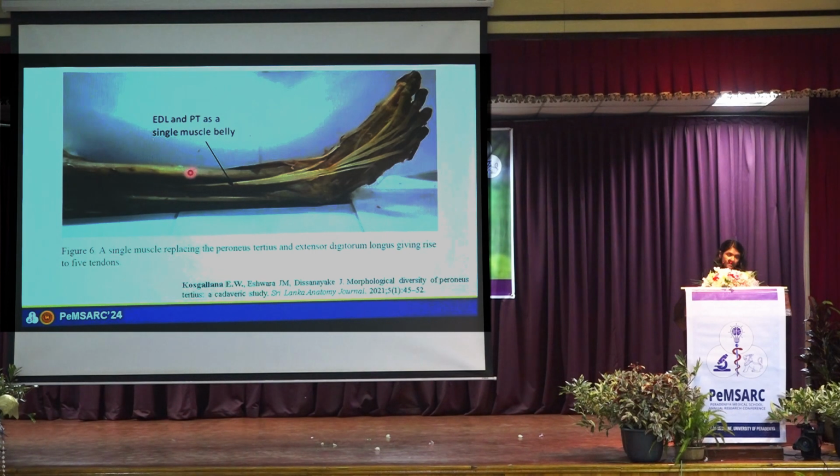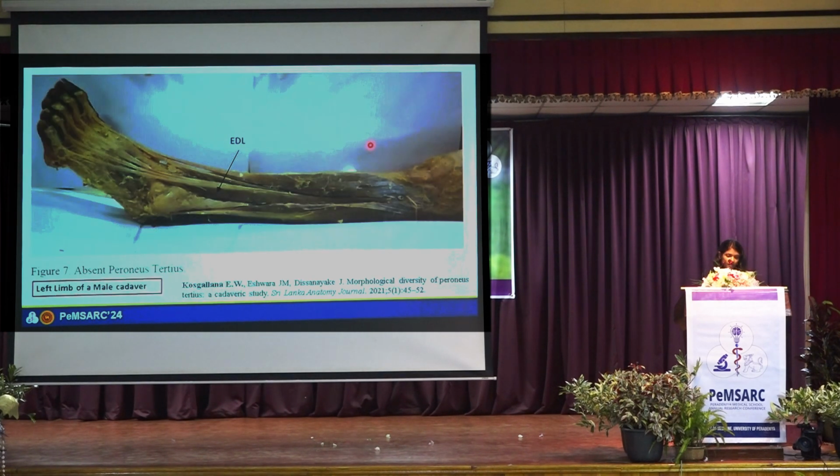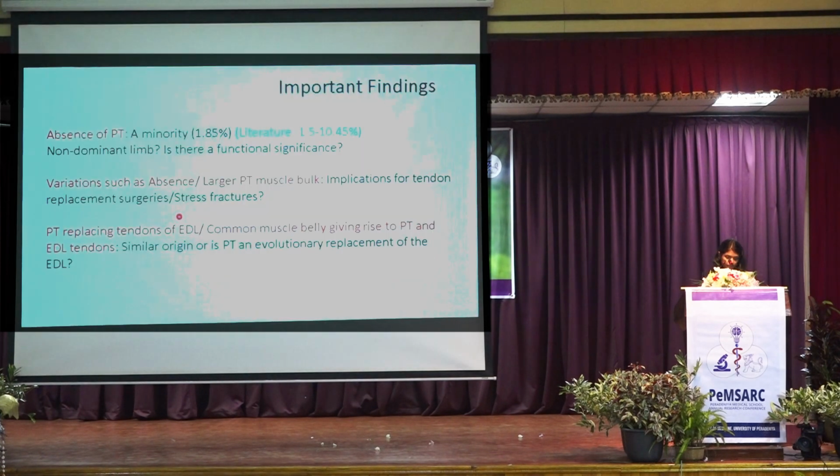Here was another interesting variation. It had a single muscle belly representing both the peroneus tertius and the extensor digitorum longus. Right? It had the usual distal attachments of these 2 muscles. Here we noticed the absence of peroneus tertius. This was in the left limb of a male cadaver. So all these are variations we found during our study.